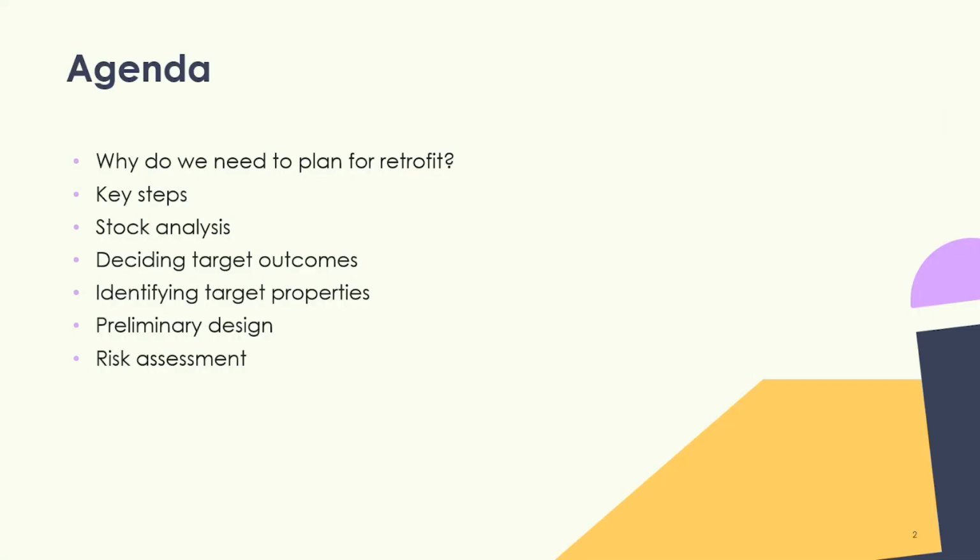So the aim is to better understand how you can start planning what your retrofit program is going to look like. We'll cover the following items. We'll start by talking about why it's important to plan your retrofit, and key steps to start doing this. As with every project, it starts with stock analysis, deciding what your target outcomes are going to be, identifying what properties to put forward for a program, understanding the preliminary design and other risk assessments needed to be able to plan your program better.